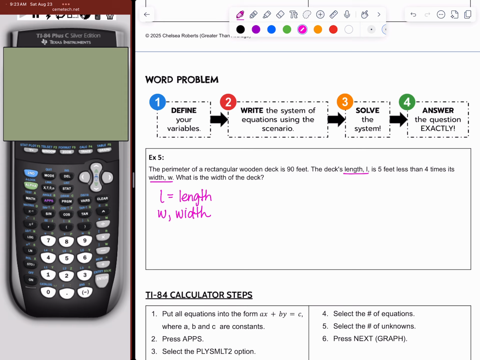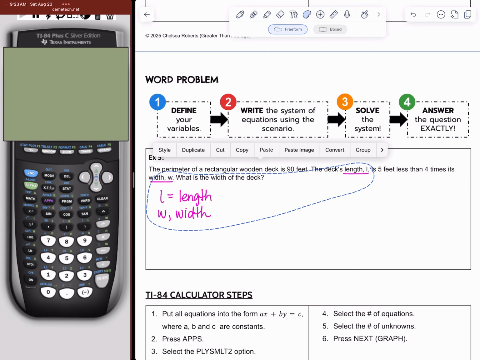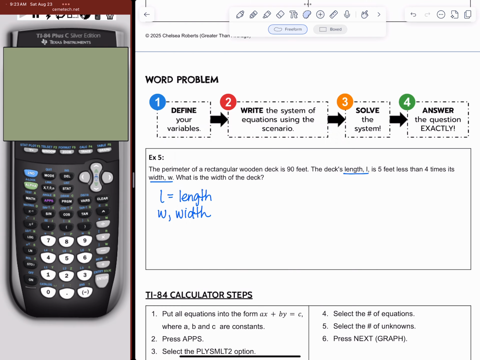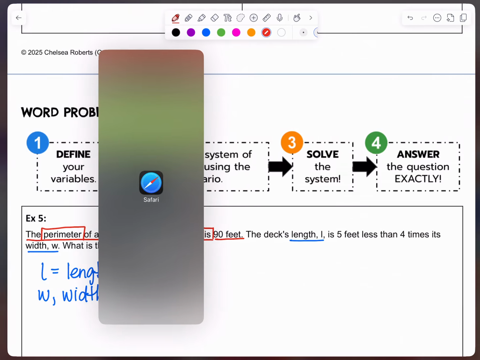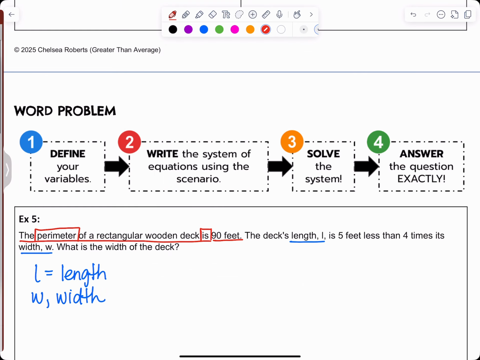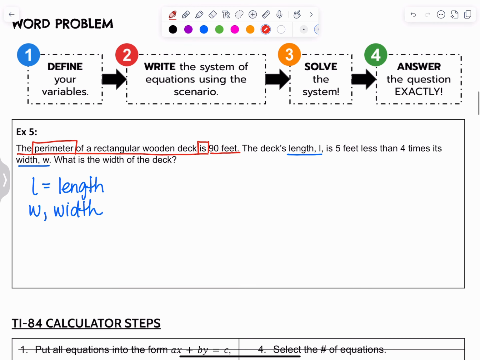All right. So now that we have that, we can write our equations. That's the next step. So that's step 1. That's in blue. Step 2, we got to write the equations. So it says here, the perimeter. We should know what perimeter is. So it says the perimeter, that's the key word. It says the perimeter is 90 feet. I'm boxing that for a reason. So if I write that, perimeter means you need to add all the sides.